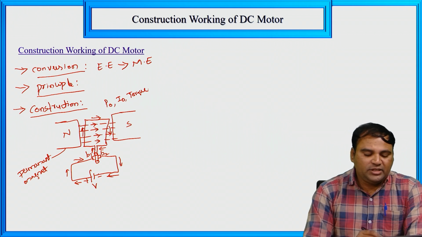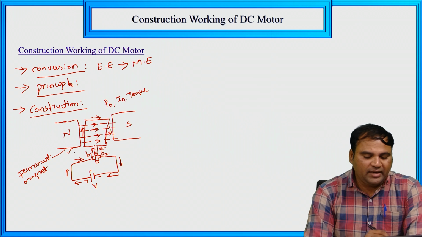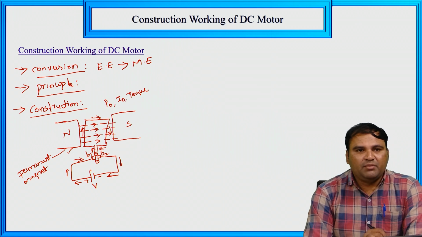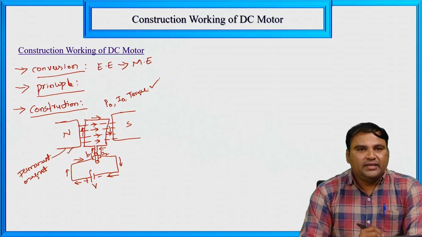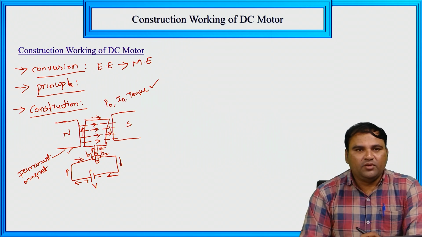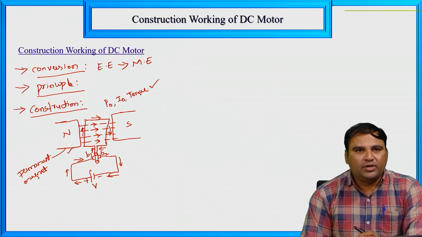If the current passes through this copper coil, due to the reaction between the permanent magnet and copper coil, some amount of flux will be induced from the north pole to south pole. In that case, automatically the coil will start to rotate. If the coil starts to rotate, we will get the output power, output current and torque of the DC motor. Okay, here is the construction of a DC motor.